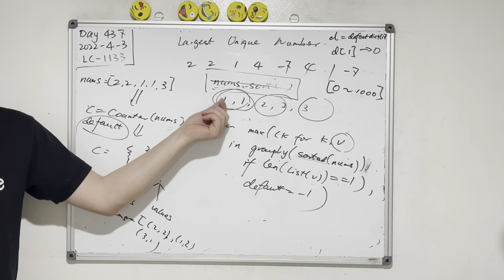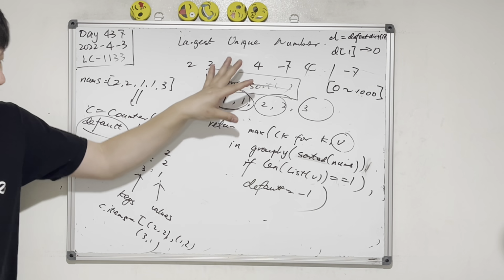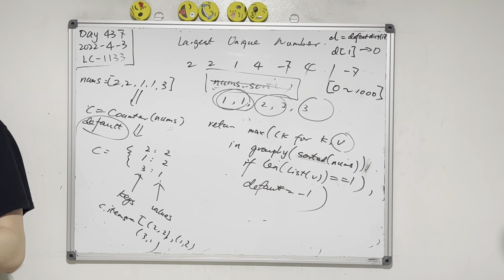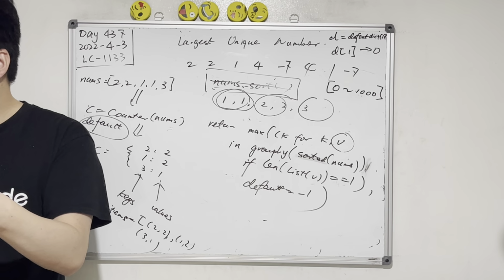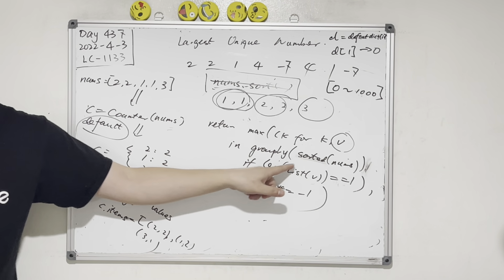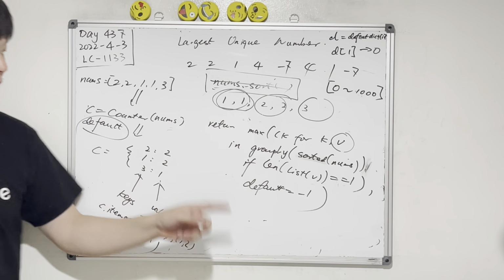By the way, when we talked about the second method, which is using the GroupBy, we sort the numbers, and then if the same values are together, we can group them, and then we can count it. This is quite the same. Sort it, nums.sort.